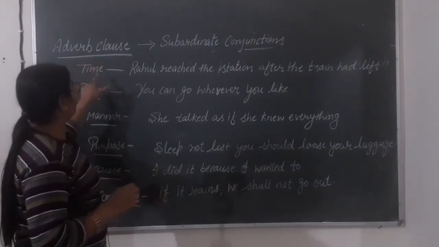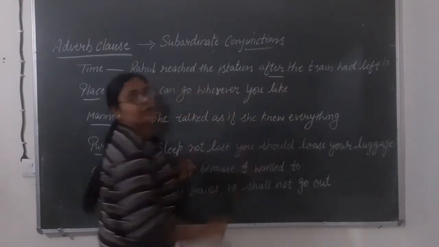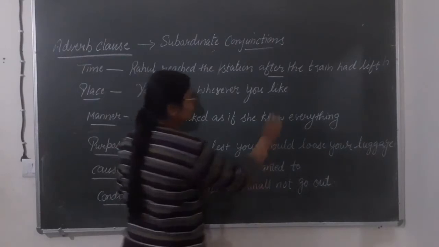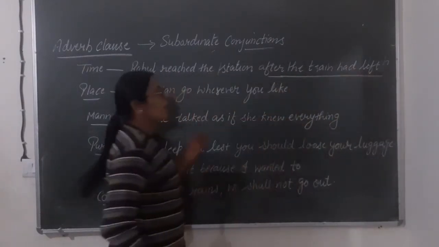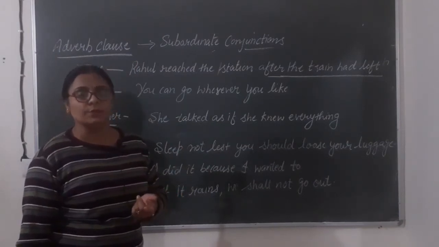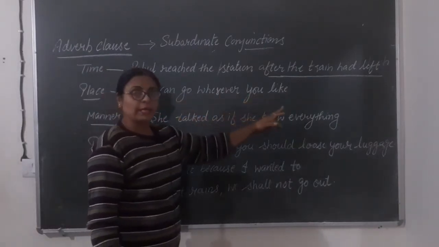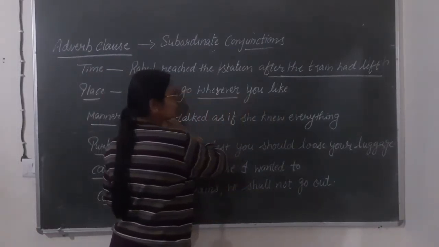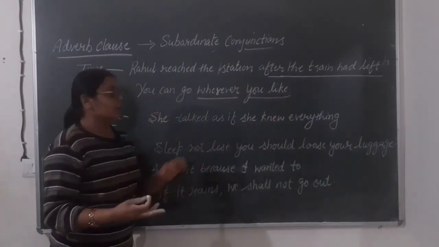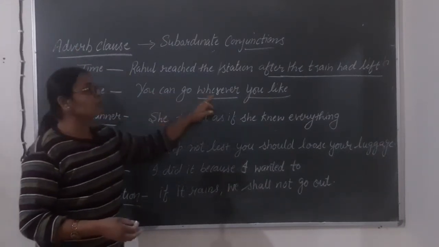First is adverb of time. Rahul reached the station after the train had left. When we have to underline the adverb clause from this sentence, then we will underline this one: after the train had left, because after is our subordinate conjunction. Fine. Next is place. You can go wherever you like. Here wherever is the adverb. That's why we will underline this: wherever you like. This is also known as adverb of place. That's why it is adverb clause.